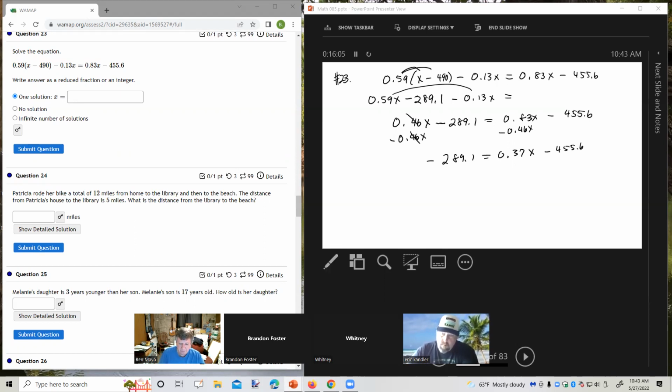455.6. Okay. Since I've got the variable term on the right, I want the constant term on the left, so I'm going to add 455.6 to both sides. So let's see here. What have I got? I've got negative 289.1 plus 455.6.